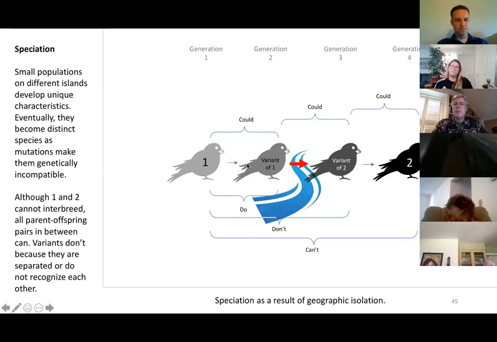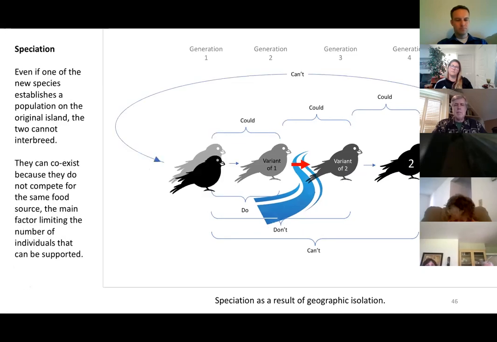So these two could mate, these two don't, 1 and 3. And 1 and 4, or 1 and 2 in this case as labeled, cannot mate because they have eventually become genetically incompatible. But at no time is it impossible for a parent, at no time is the difference so great between parent and offspring that they cannot mate.